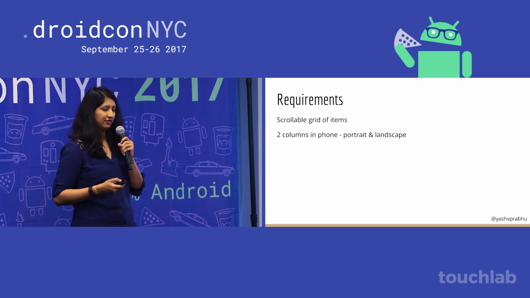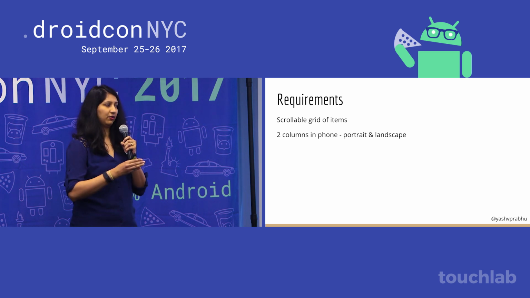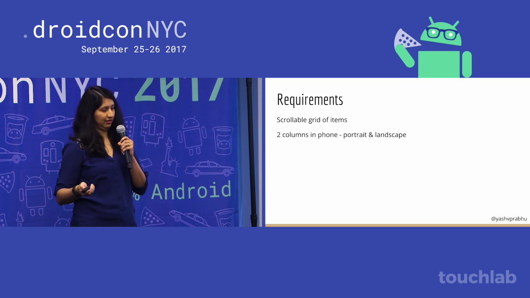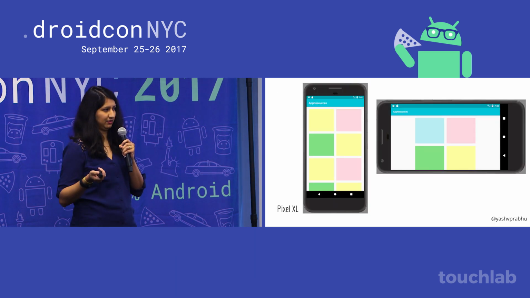So let's say your designer comes to you and says, here are the requirements. I want you to build a scrollable grid of items. It needs to have 2 columns in phone, 2 in portrait, and 2 in landscape. So you're like, this is easy. And you imagine it to be this way.